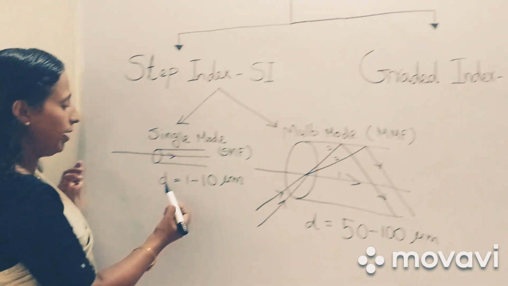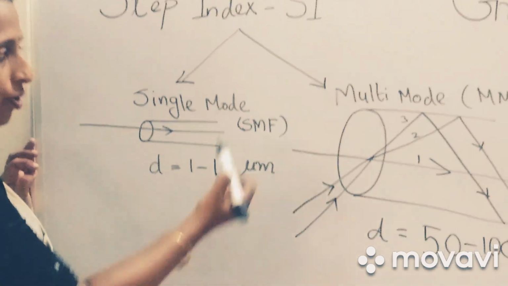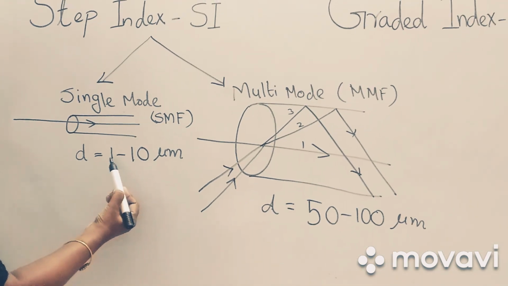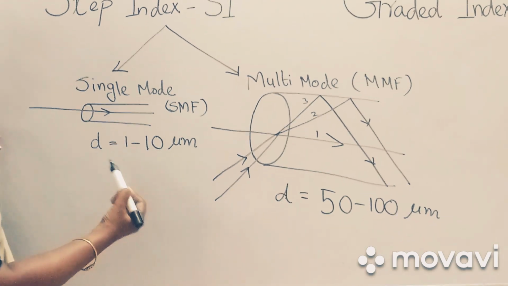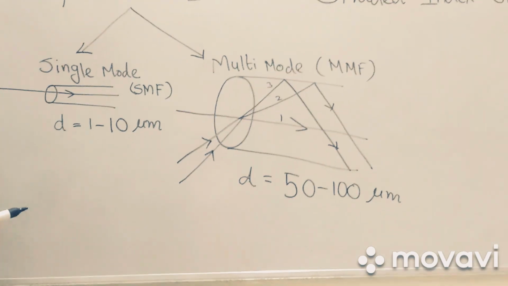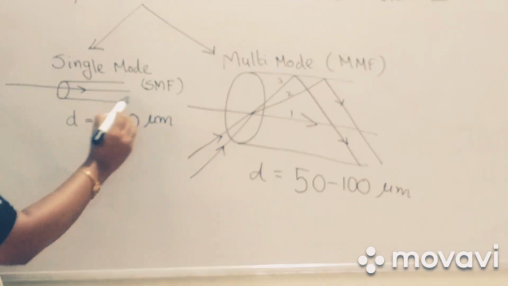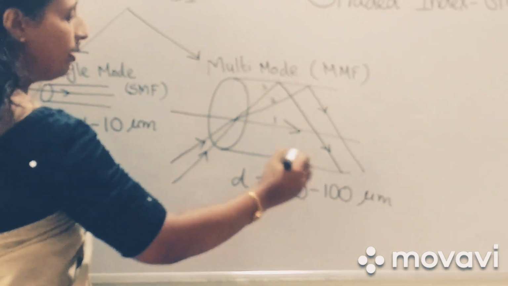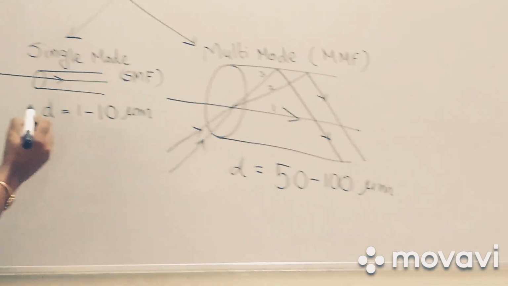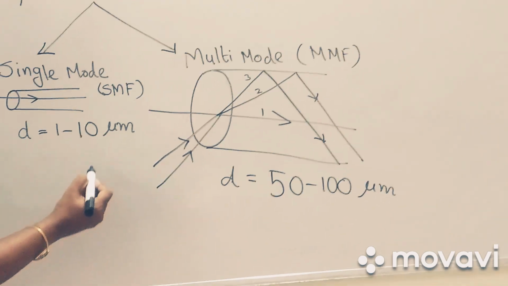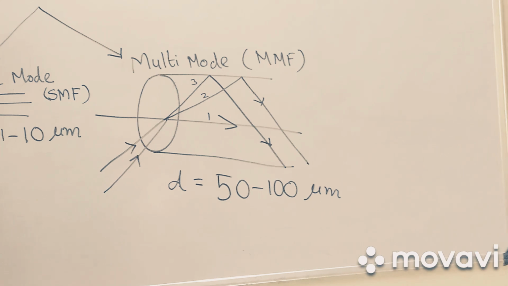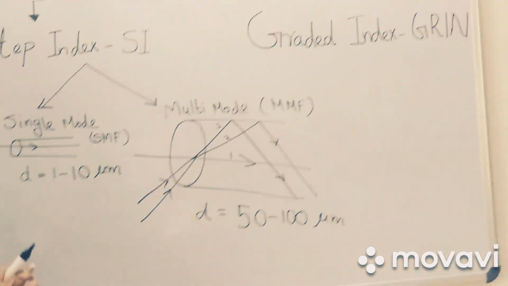In single mode fiber, the size of the core is very small. In multi-mode, the size of the core is large. In single mode, the diameter is in the range 1 to 10 micrometer. In multi-mode, the diameter is in the range 50 to 100 micrometer. In single mode, only one mode of propagation is possible. In multi-mode, multiple modes are possible. Single mode fibers can be used for long distance communication, while multi-mode fibers are not suitable for long distance communication. So this is about step index fiber.